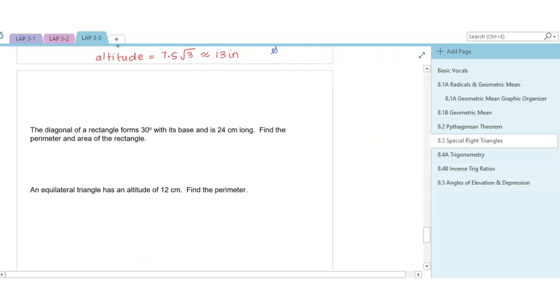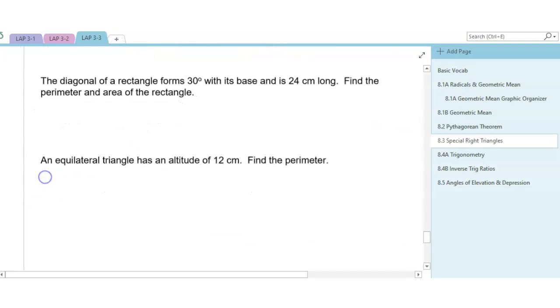All right. Let's go ahead and look at number 1 over here. We have a rectangle. Let's go ahead and draw out our rectangle.